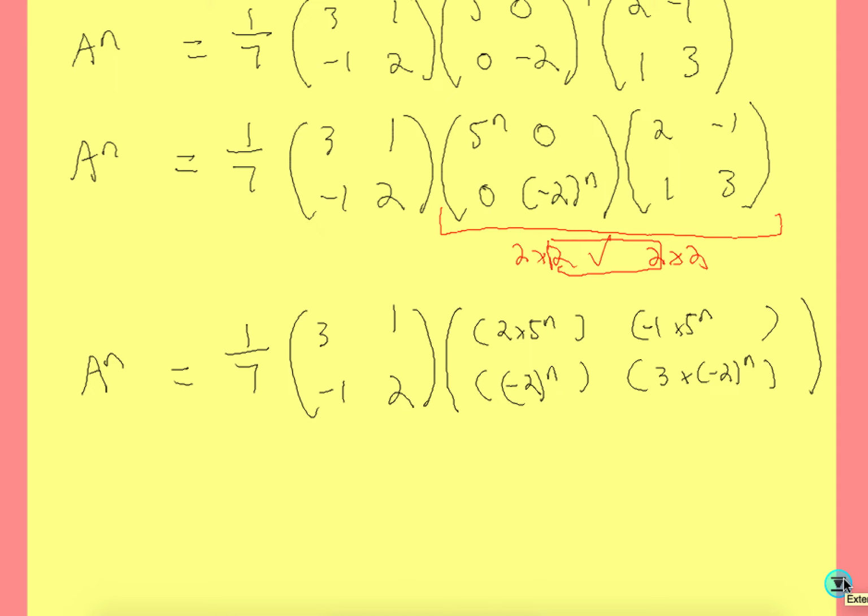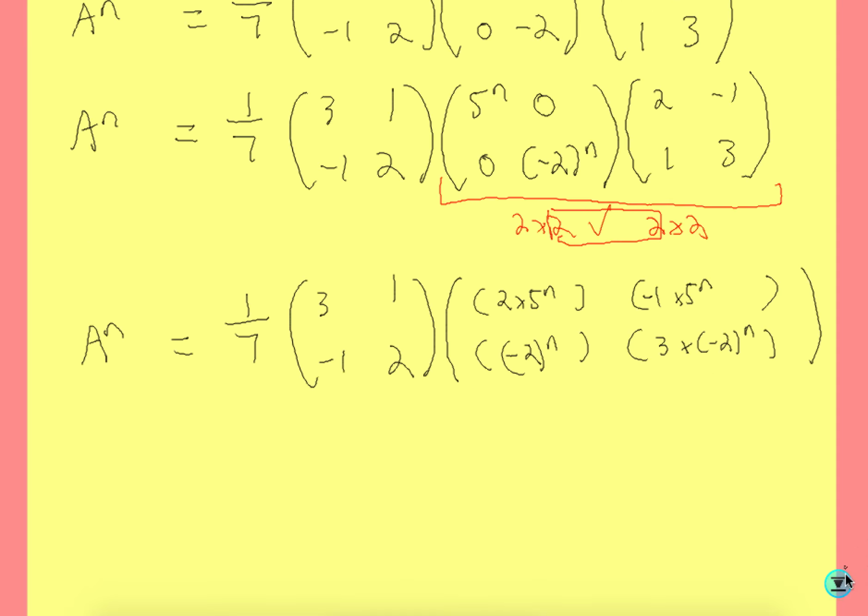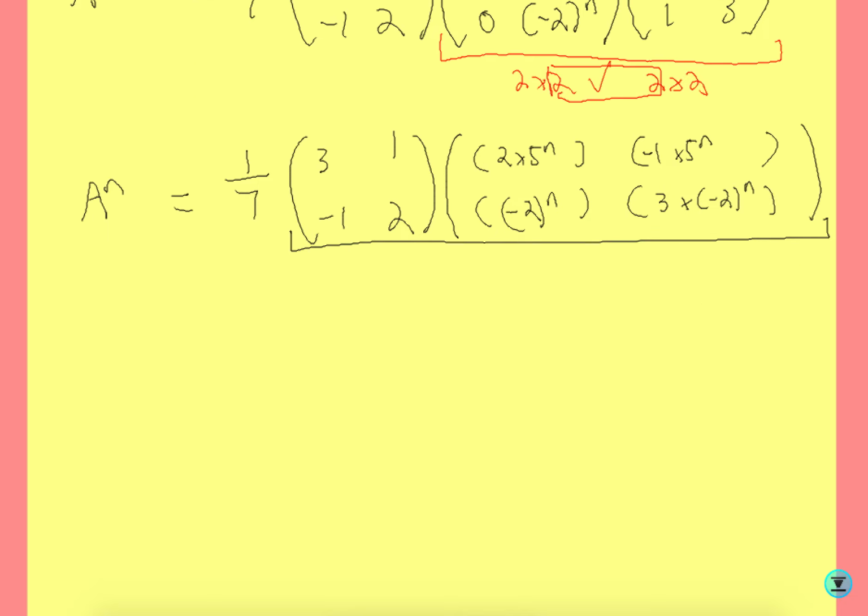Right, we're nearly there, he says. Right, now what we need to do is multiply these matrices together. So again, that's a 2 by 2 matrix. That's a 2 by 2 matrix. So what I'm going to get out there is a 2 by 2 matrix.